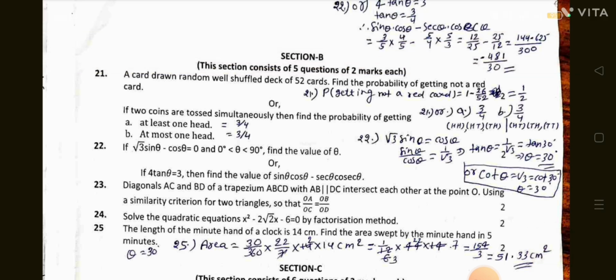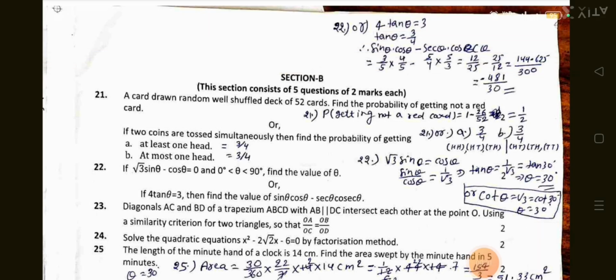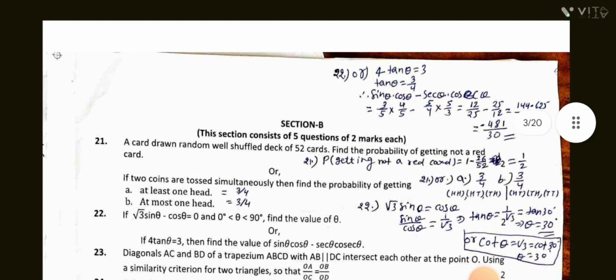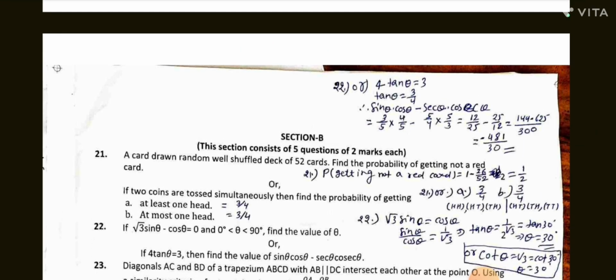Now the OR of question 22. 4 tan theta equal to 3. Then find the value of sin theta into cos theta minus sec theta into cosec theta. Now here you can see that 4 tan theta, if we send 4 to the RHS, it will be tan theta equal to 3 by 4. It means perpendicular by base. We need to first find the hypotenuse. It will be under root 3 square plus 4 square, it is 5.